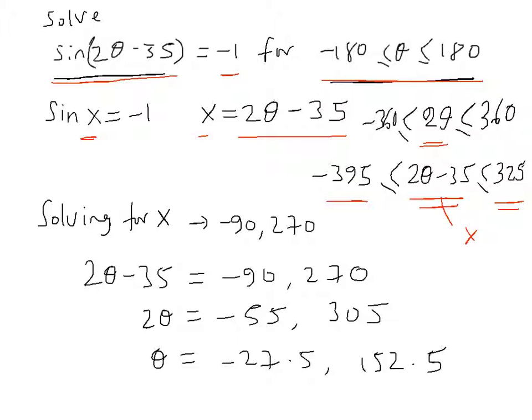If we solve for x, we get minus 90, or we get 270, and if we add or subtract 360 to either of them, we'll go outside the range. So those are the only two values that we got. So we know our x's, we can now convert back to theta. So 2 theta minus 35 is that, and then we add 35 to both sides, and we get these values here, and then you divide both values by 2, and you get your theta 1 and theta 2.